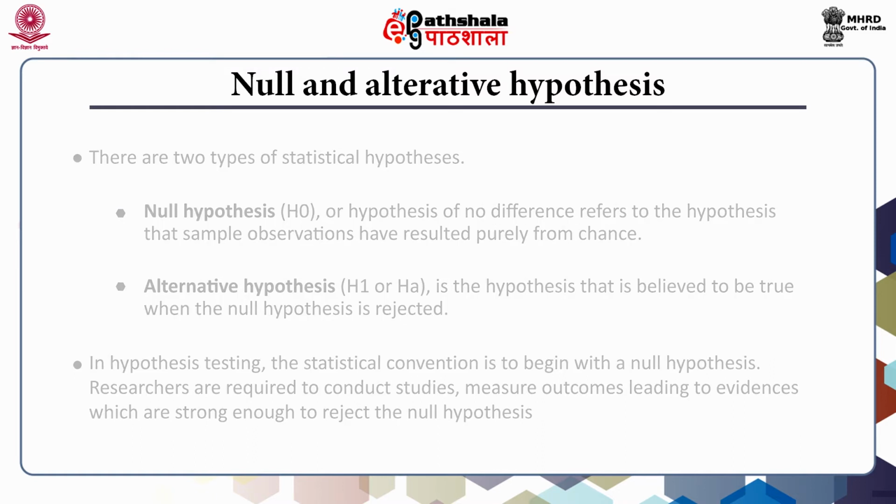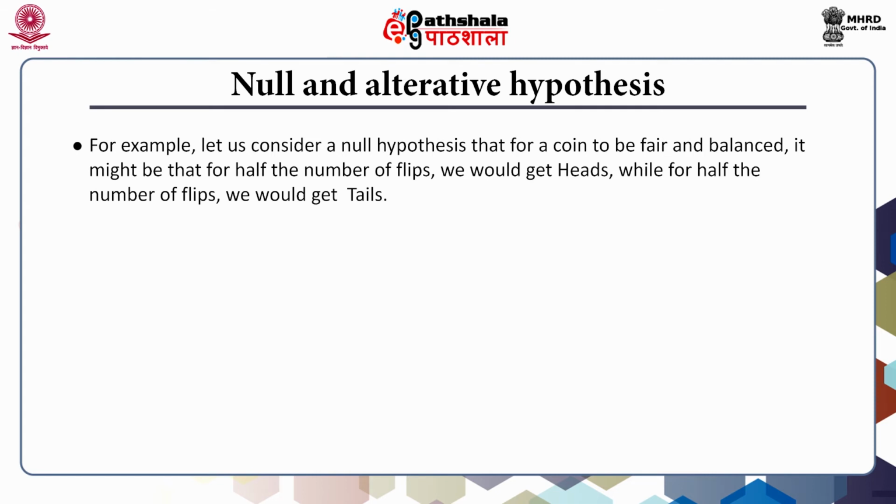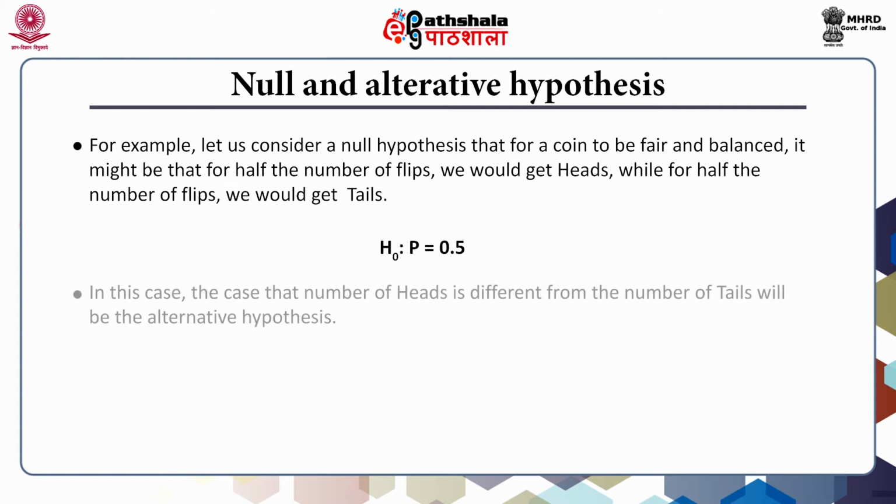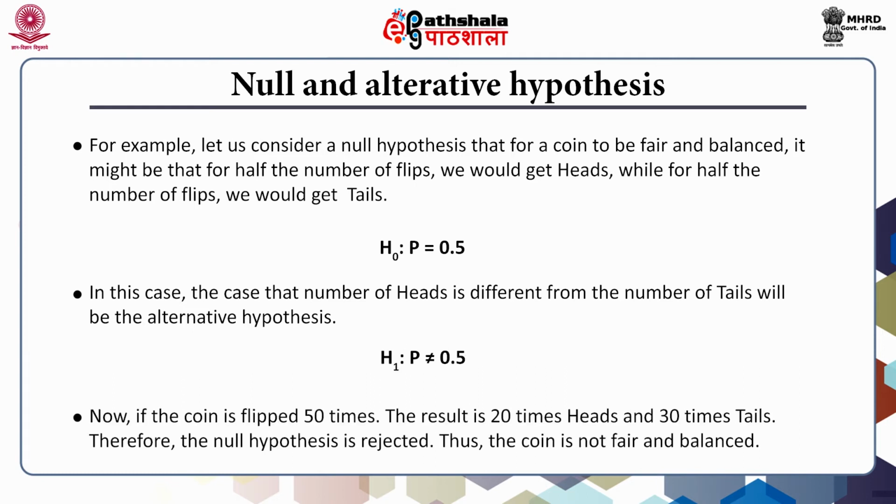For example, let us consider a null hypothesis that for a coin to be fair and balanced, it might be that for half number of flips we would get tails. The null hypothesis H0 in this case will be probability of 0.5. In this case, the case that number of heads is different from the number of tails will be the alternative hypothesis or probability not equal to 0.5. Now, if the coin is flipped 50 times, the result is 20 times heads and 30 times tails. Therefore, the null hypothesis is rejected. Thus, the coin is not fair and balanced.